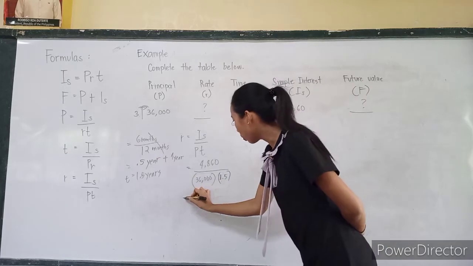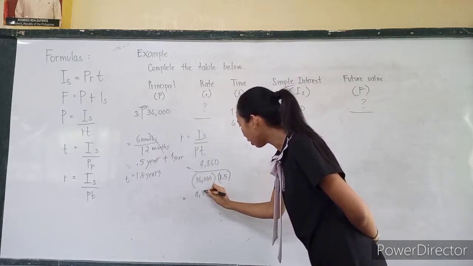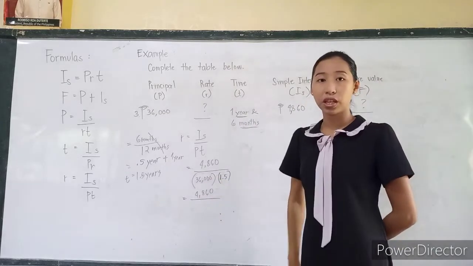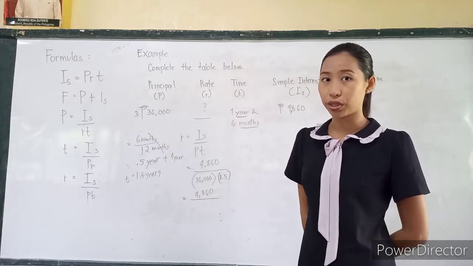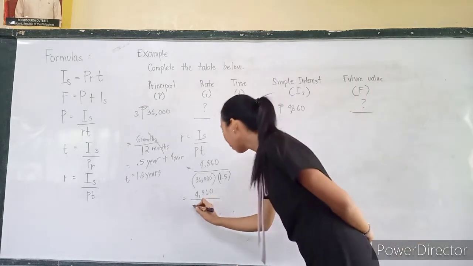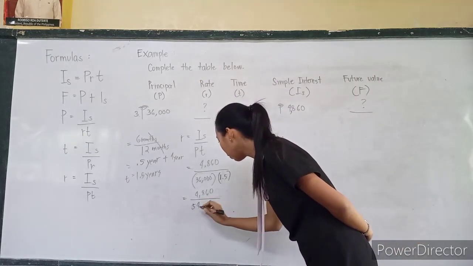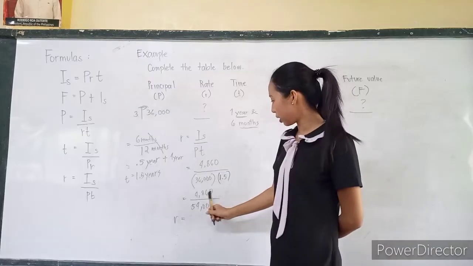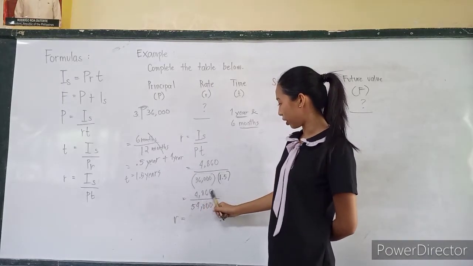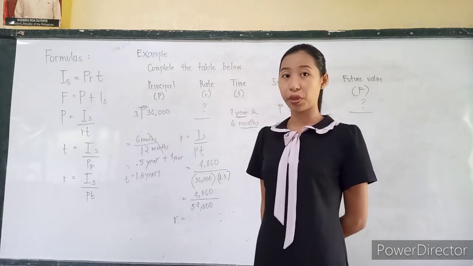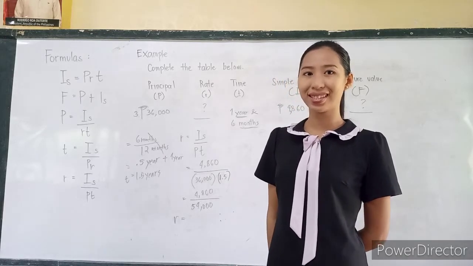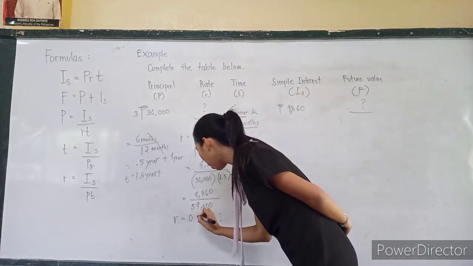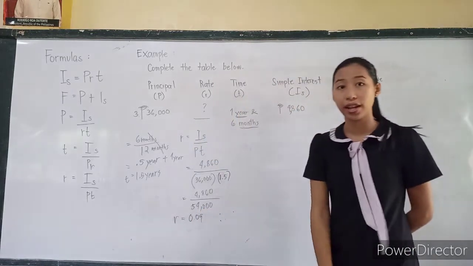Balik ta. So, this is 4,860. No? 36,000. I-times na to sa imuhang 1.5. Use your calculators. The answer is 54,000 pesos. Okay? I-divide nato sa 4,860, divide nato sa imong 54,000. Okay, use your calculators. Your answer is 0.09. Tama. So 0.09 ang ato ang rate, no?